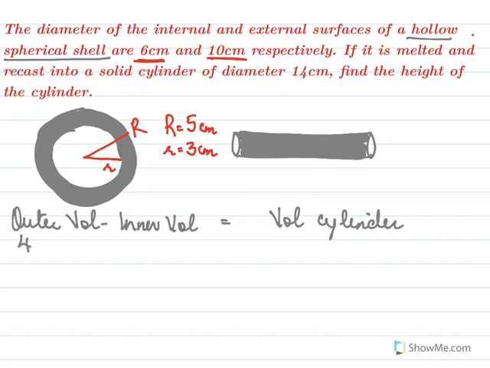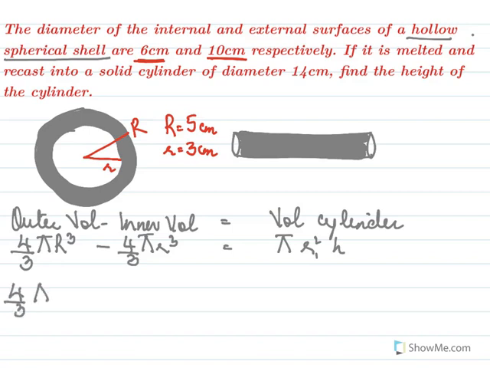Outer volume, it's a sphere, 4 by 3 pi R cube, minus inner 4 by 3 pi r cube, equal to the volume of the cylinder, pi r square h. Of course, I'll put R1 because it's a different R. If we take common out, we'll take 4 by 3 pi common out. What remains is R cube minus r cube equal to pi R1 square h. Now this pi and this pi will cancel out.